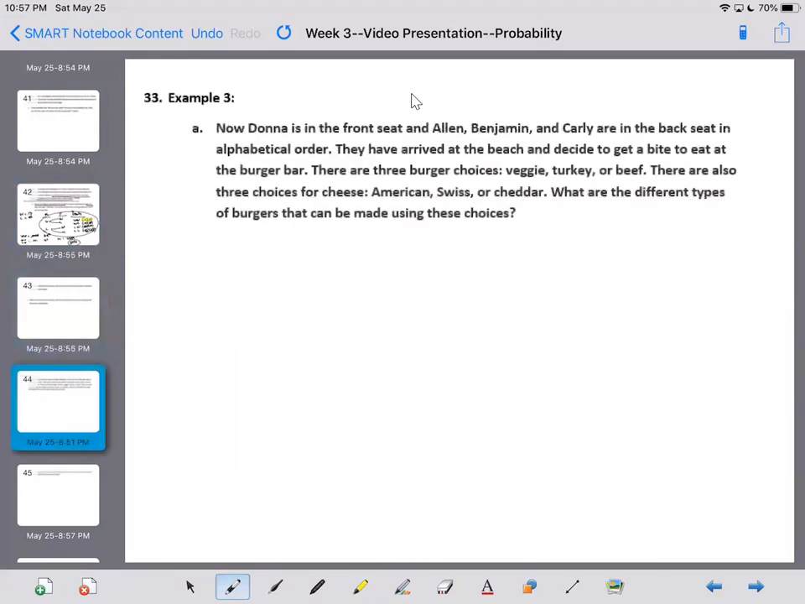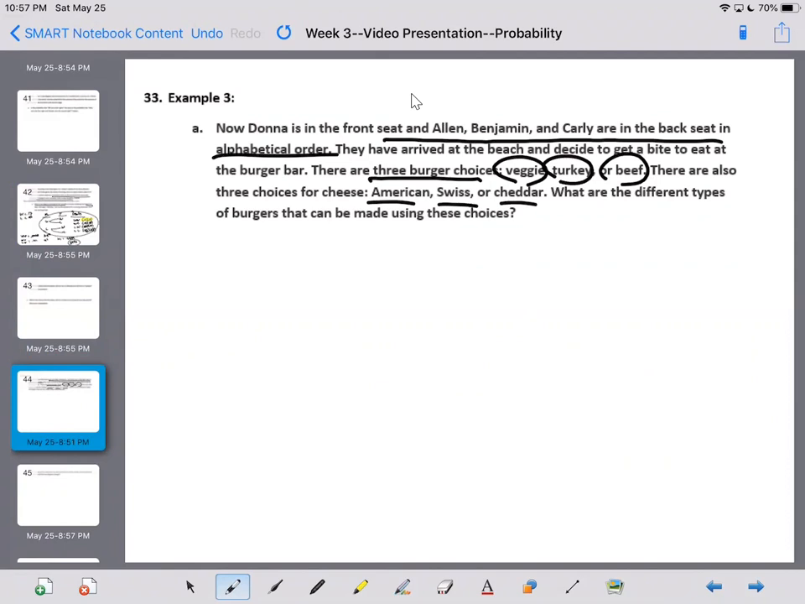Let's look at another example with a tree diagram. Donna's in the front seat, and Alan, Benjamin, and Carly are in the back seat in alphabetical order. They've arrived at the beach, decided to get a bite to eat at the burger bar. There are 3 burger choices. You've got veggie, turkey, and beef. There are also 3 choices of cheese, American, Swiss, and cheddar. What are the different types of burgers that they can make?